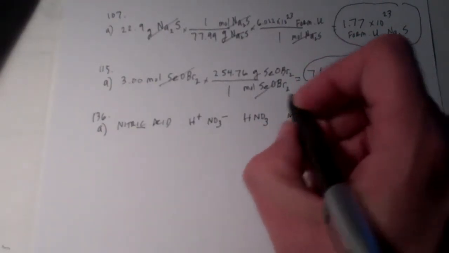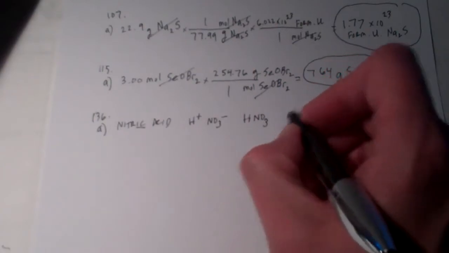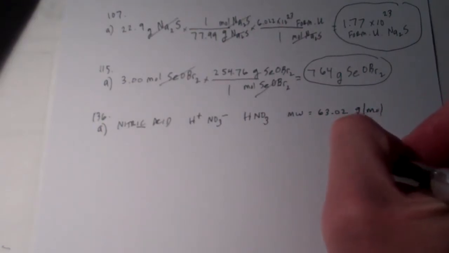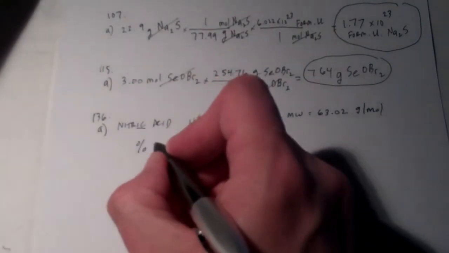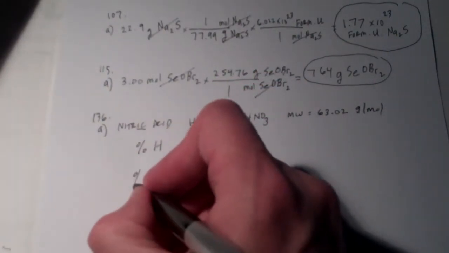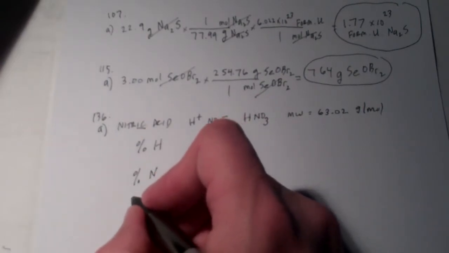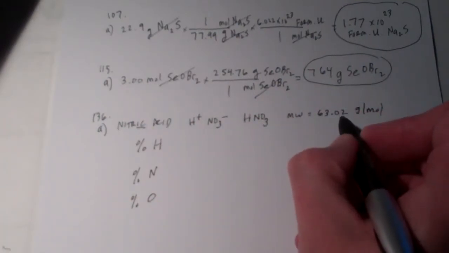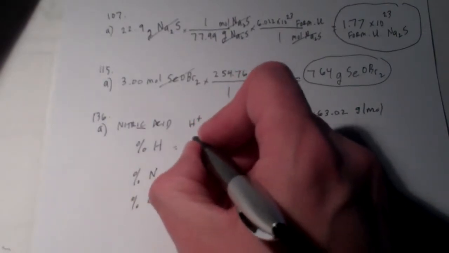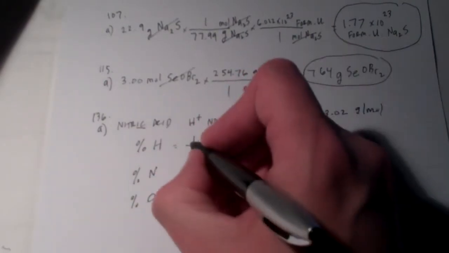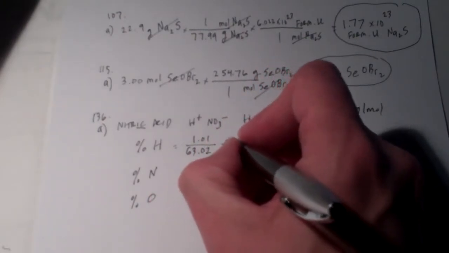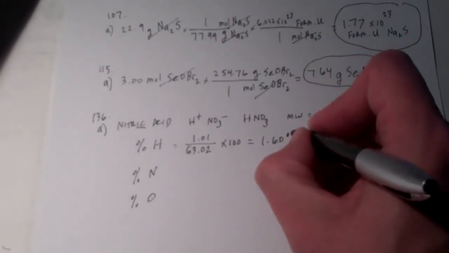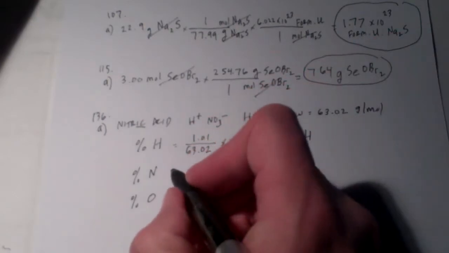The molecular weight of this is the weight of a hydrogen, a nitrogen, and 3 oxygens, which is 63.02 grams per mole. Now I'm asked to find the percentage of each element. So I'm going to find the percent hydrogen, the percent nitrogen, and the percent oxygen in this compound. So I'm going to take the weight of the 63.02, which comes from hydrogen. Well, there's only one hydrogen. That weighs 1.01 grams per mole, divided by 63.02, times 100 to change it to a percentage, and that gives me 1.60% hydrogen.